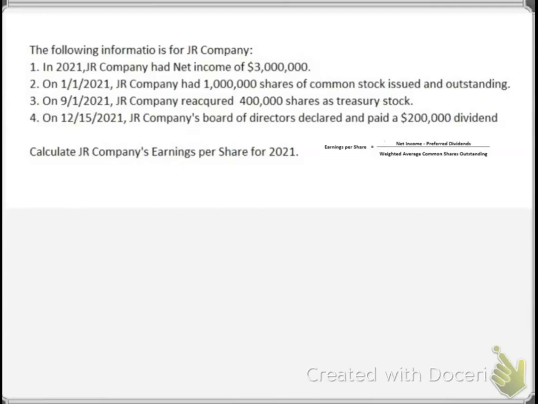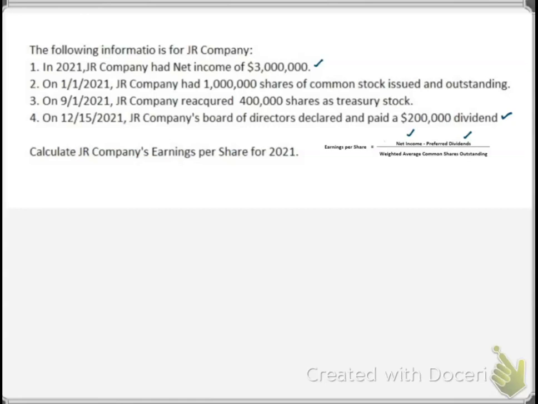Net income is easy. They give that to us in the first part, so we've already got that part of the calculation. They told us in part 4 that the JR Company's board of directors declared and paid a $200,000 dividend. They don't mention anything about preferred stock, so that entire $200,000 dividend is attributable to the common stockholders. And if that's for common stockholders, we don't need to worry about that because that's not part of our formula. So that takes care of preferred dividends.